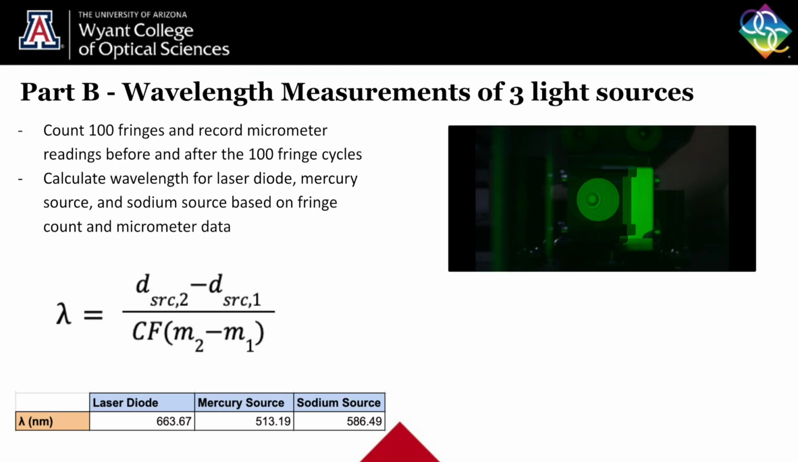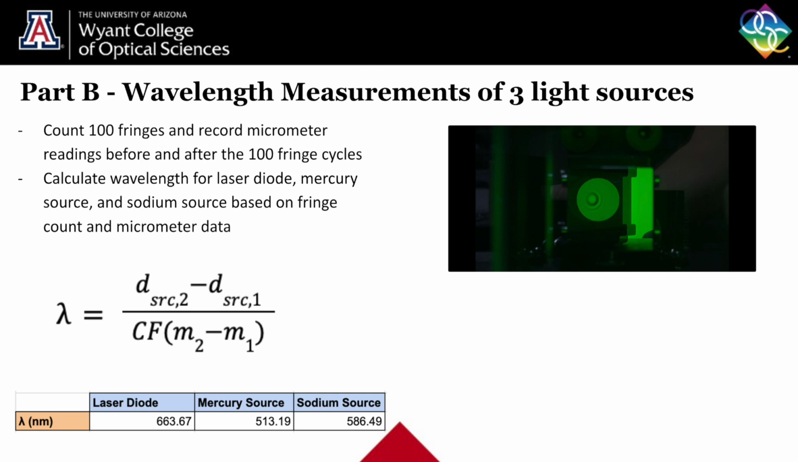In Part B, we measured the wavelengths of 3 light sources. We began by swapping out the helium-neon laser for a laser diode and counted 100 fringe cycles on a white index card. For the sodium and mercury source, we looked directly into the output of the interferometer since the light wasn't bright enough to be displayed on an index card. We once again counted 100 fringes for each source. The starting and ending micrometer positions were recorded for each source and used in our calculations.